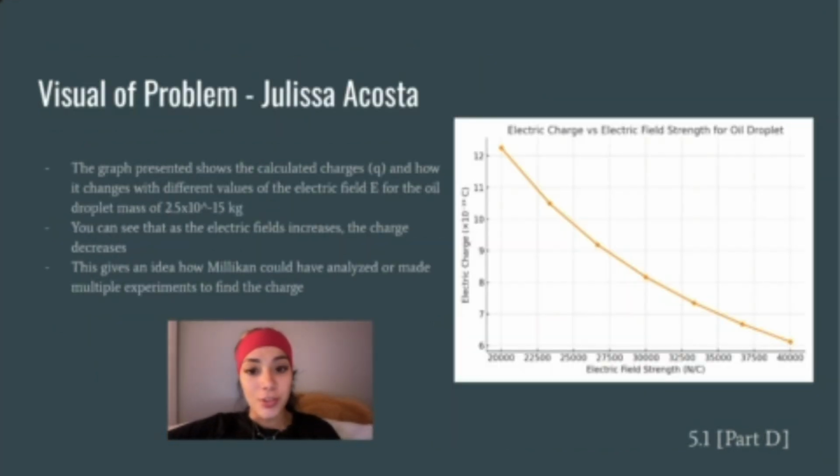Now this is the visual of my problem. In the graph you can see the calculated charge, which is Q, and how it changes with different values of the electric field, which is E, for the oil droplet mass of 2.5 times 10 to the negative 15 kilograms. You can also see that as the electric field increases, the charge decreases. And this is an idea of how Millikan could have analyzed or graphed his own data when he was doing his experiment.